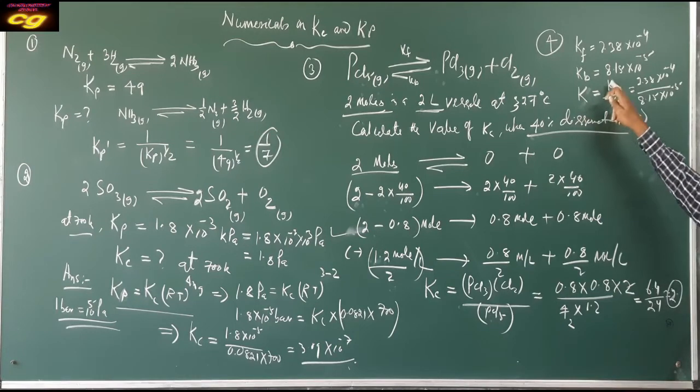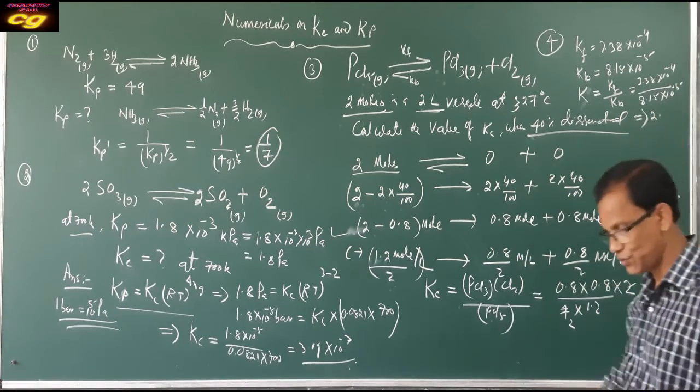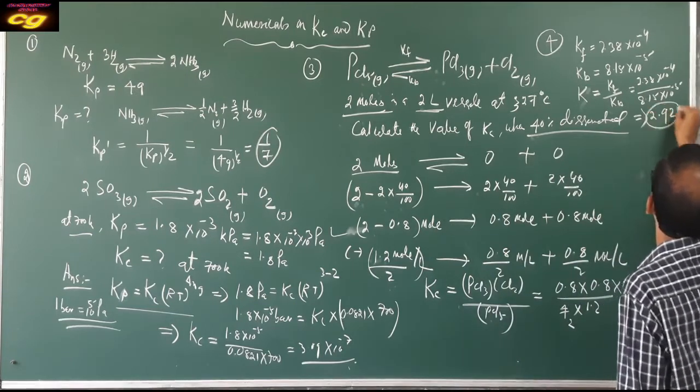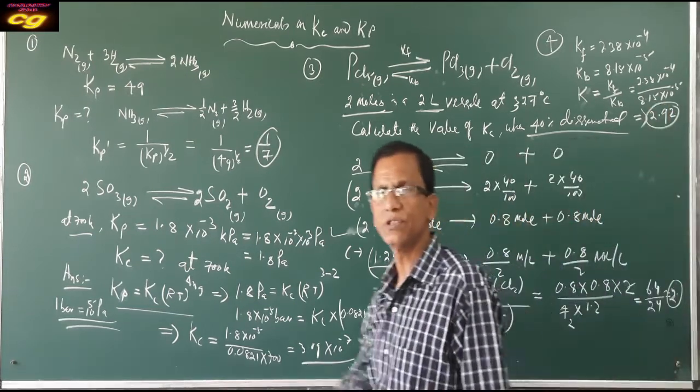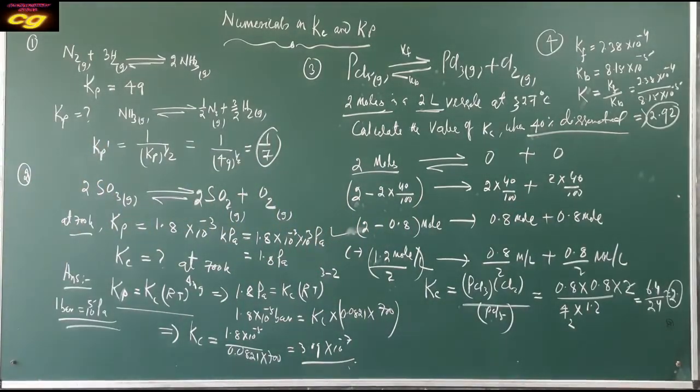So K is equal to Kf by Kb. If you calculate, 10 to the minus 5 and 10 to the minus 4 means 10 is multiplied. So 23.8 by 8, the result is 2.92. This is the calculation of the equilibrium constant for the reaction with Kf and Kb given as per the data.